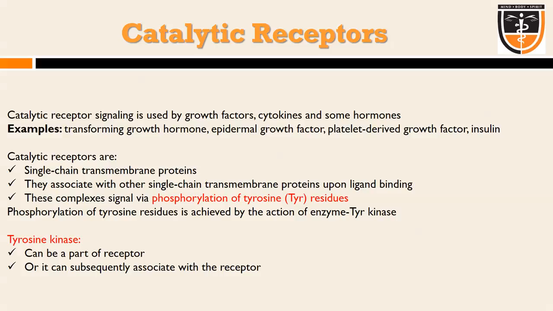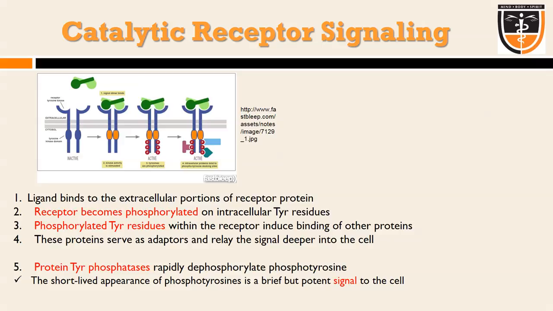So phosphorylation of tyrosine residues, which we haven't mentioned, is actually achieved by a very important enzyme known as tyrosine kinase. Now, why is this enzyme important? Some receptors will have their own enzyme, with tyrosine kinase incorporated in them, while other receptors will have to recruit tyrosine kinase from the cell to do the job and phosphorylate the tyrosine residues. So they can have the tyrosine kinase, or they need to recruit it, and I'll explain why that is important. So this is how catalytic receptor signaling takes place.